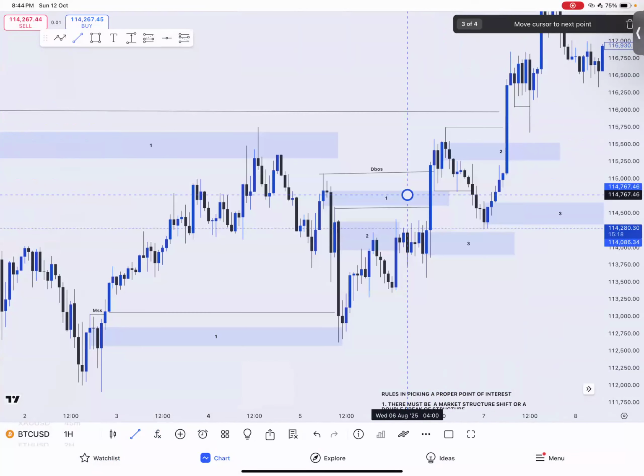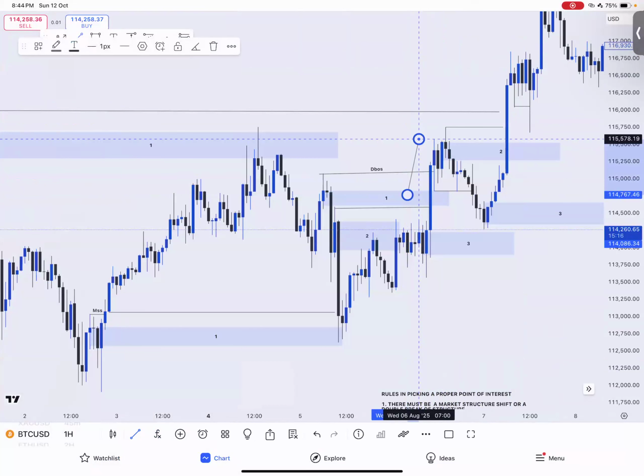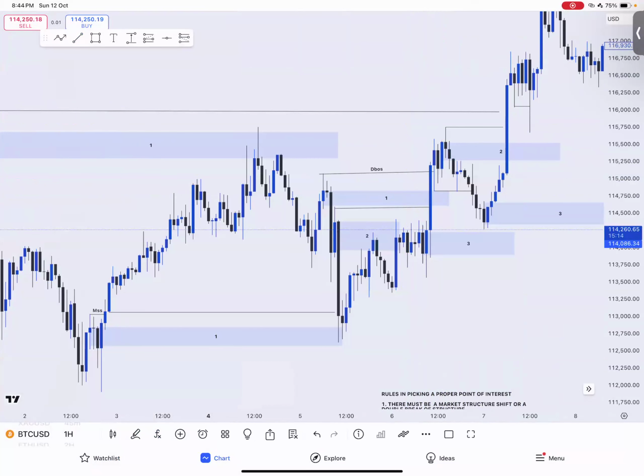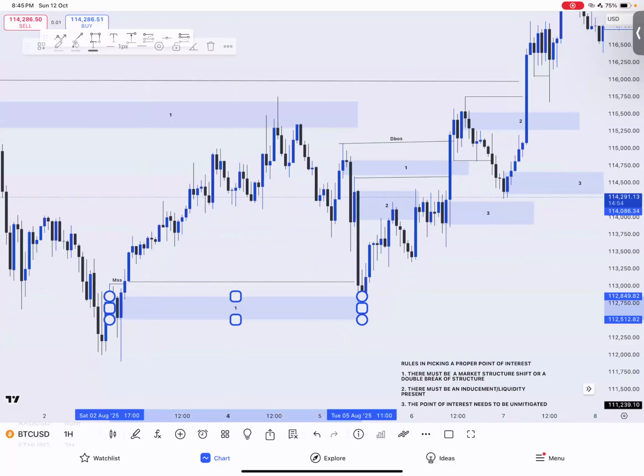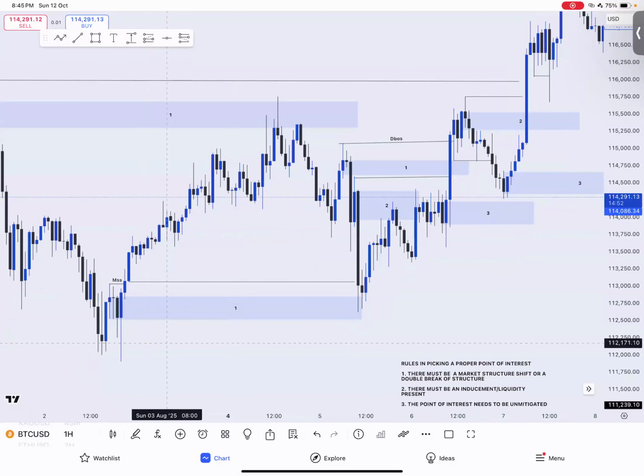So the rules to picking a point of interest tell us that whichever point of interest you're looking to pick, you should ensure during the process of market coming to create your inducement, especially after the double break of structure or after the market structure shift, that it did not touch that point of interest. That is the third rule in picking a proper point of interest. So any that market has touched during that process is automatically disqualified. So when market was creating inducement, it did not touch our order block here. So our order block is still valid to be used as an entry.